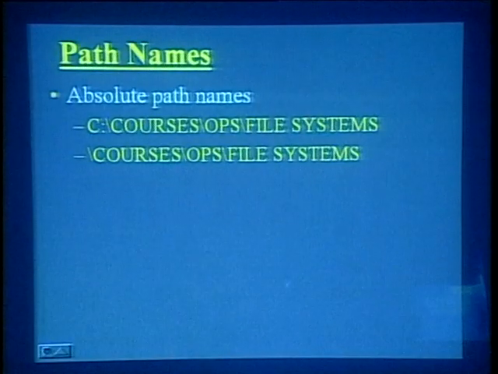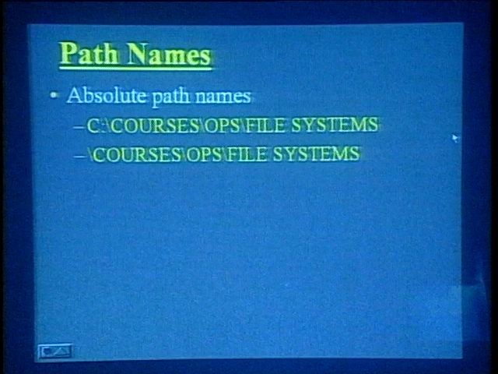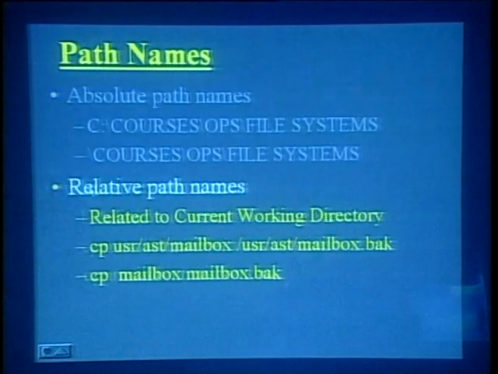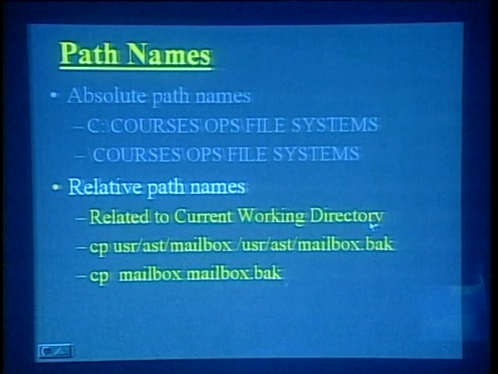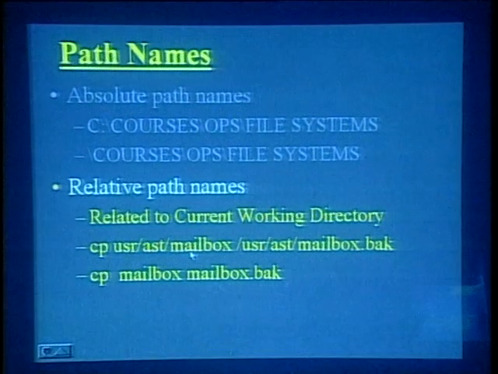How it's done, let's look at it in this slide. We see here in this absolute path, let's say we have a file somewhere in this file system's directory. We give the absolute path C, courses, operating systems, file systems, and we can have file. This is the absolute path. In the relative path, let's say which is always related to the current working directory. Let's say the current working directory is USR AST, and you have a file mailbox.